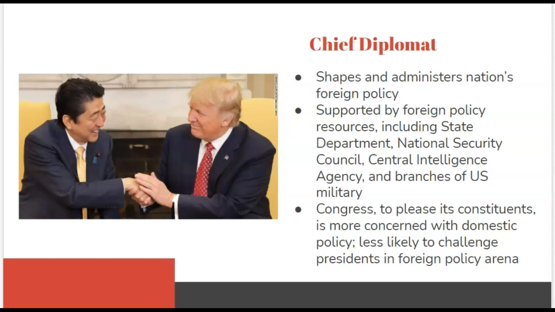Now, it is important to note that Congress is more likely to challenge domestic policy when it comes to the president and much less likely to challenge the president when it comes to foreign policy. For the most part, they leave the president alone. They may be critical of the president and their stance on foreign policy, but because the general public also pays less attention, it may be no surprise that Congress doesn't give it much attention either.